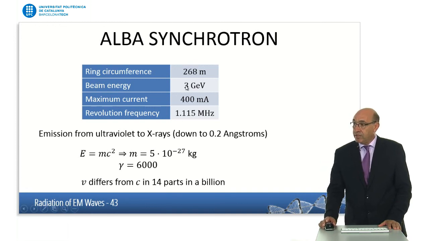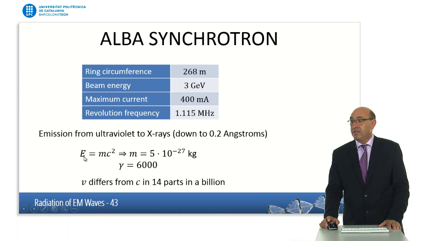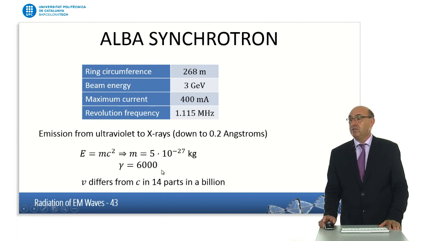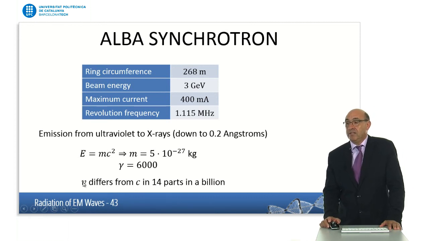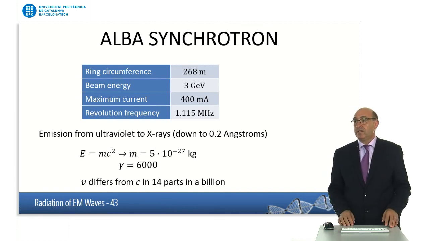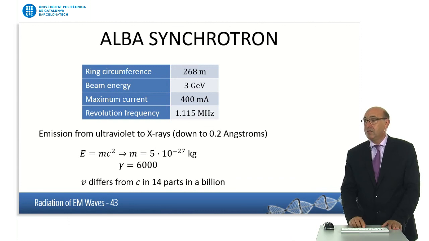With those numbers, for this power, this means that the energy of the electrons, when you work the formula, you will see that the mass of the electron has this value, and that means that it's 6,000 times the value of the mass at rest. That means that in the ring, at the end, the velocity of the electrons is very close to the velocity of light, and they differ by just 14 parts in a billion. So we are under very strong relativistic conditions.